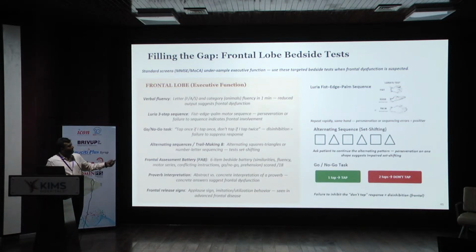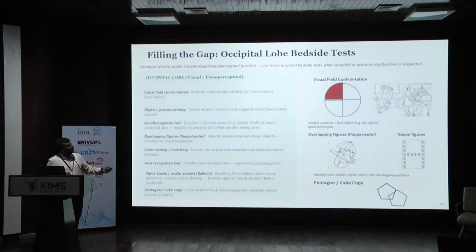These are some frontal tests that are not included in the cognitive assessment: we can do verbal fluency, the Luria test, the alternating sequence test, and the go/no-go test, which takes hardly 2 to 3 minutes. If you feel the patient needs frontal assessment beyond the screening test, then you can go for it, as well as occipital lobe tests.